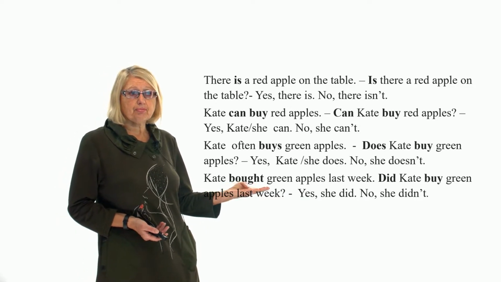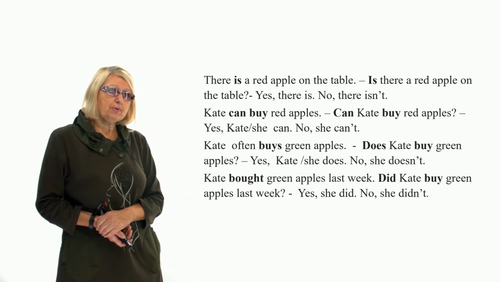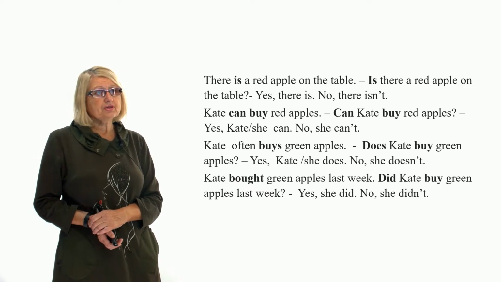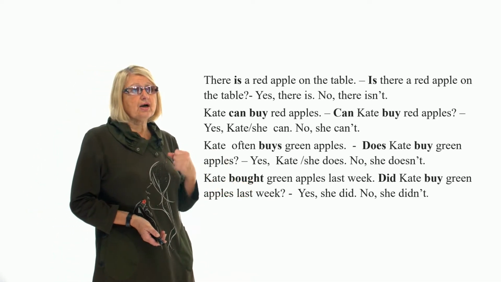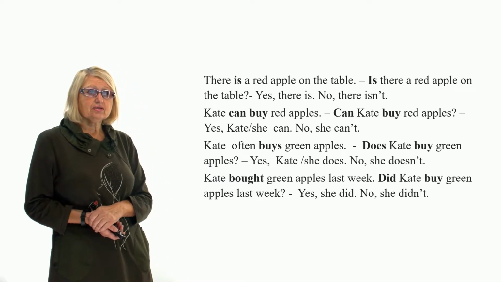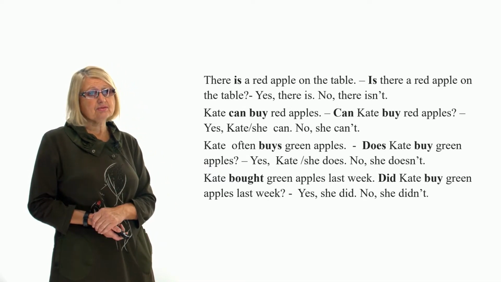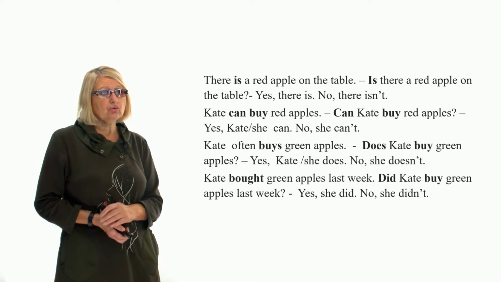This sentence is in past simple. Kate bought green apples last week. In past simple, the auxiliary verb is did. Did Kate buy green apples last week? And the answer in past simple: yes, she did. No, she didn't.